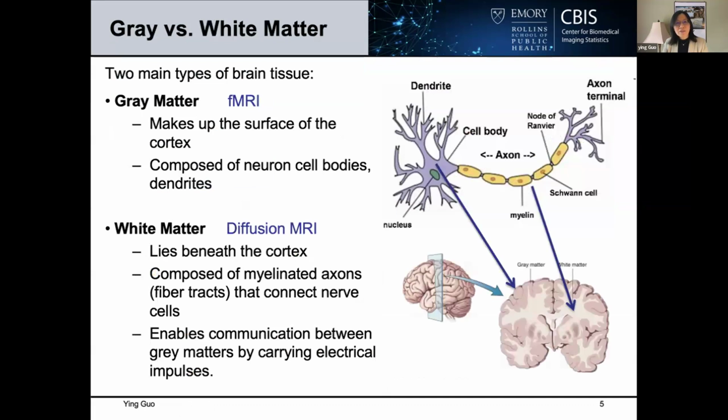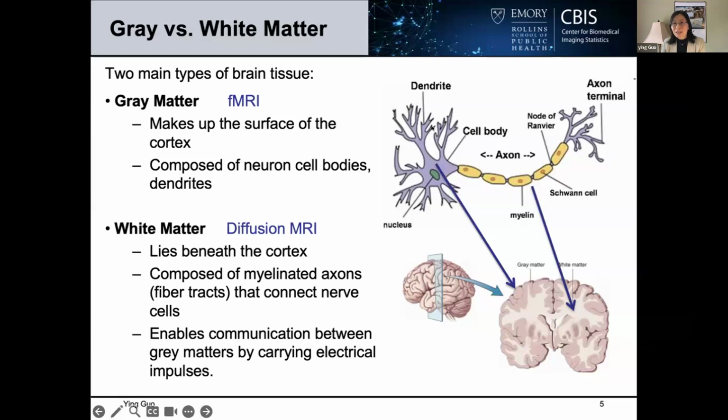So let's first take a very brief look at the brain construction. There are two types of brain tissues, gray matter and white matter. To understand them, let's go back first to neurons, which are the cells in charge of our neural activities in the brain. Here's a picture of a single neuron.